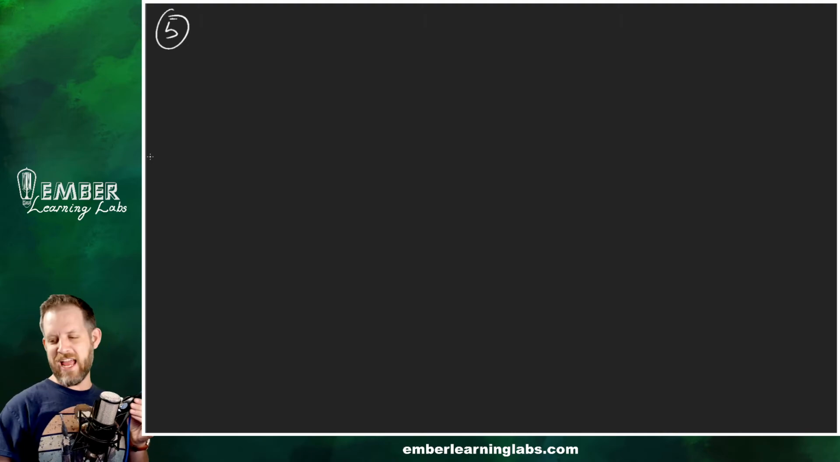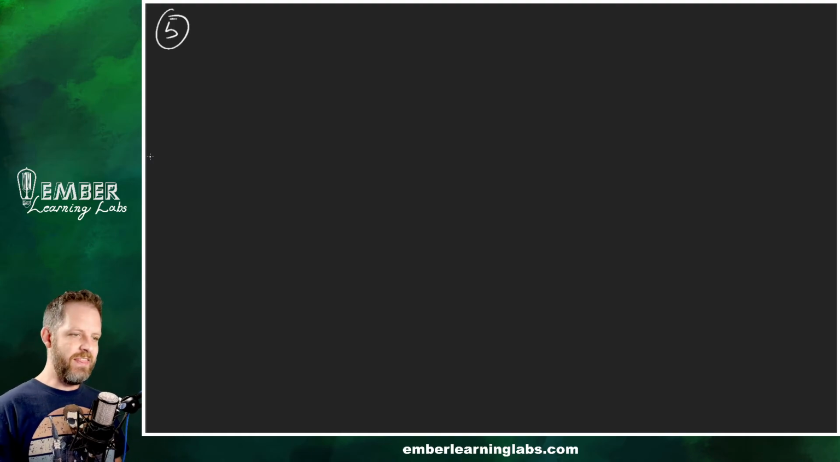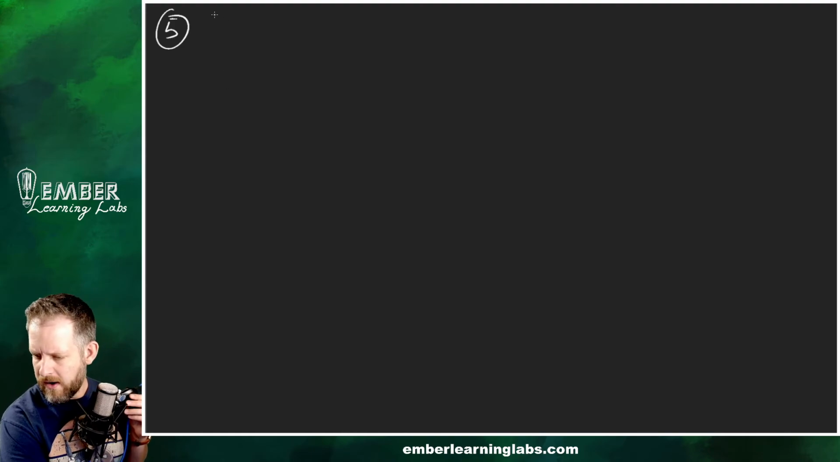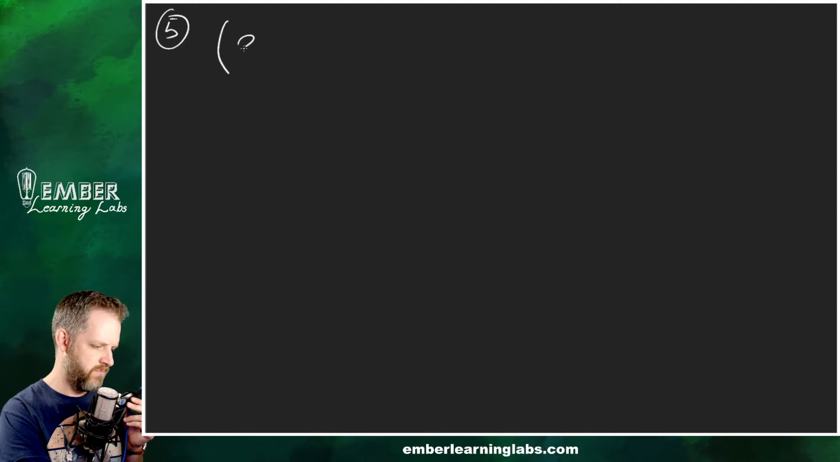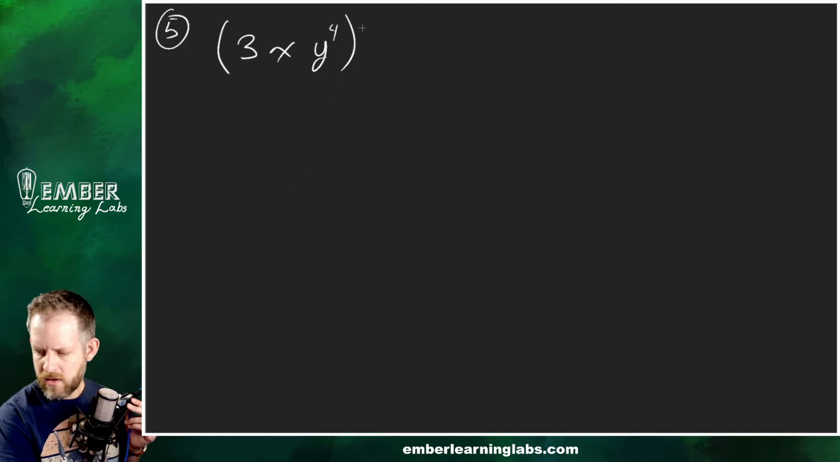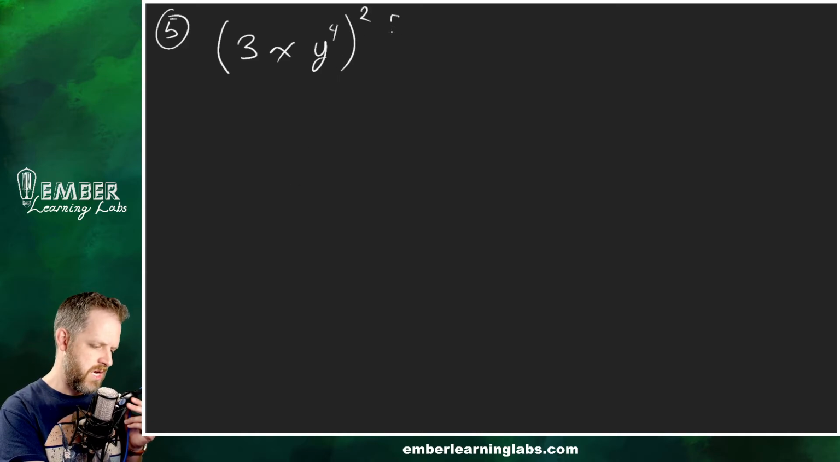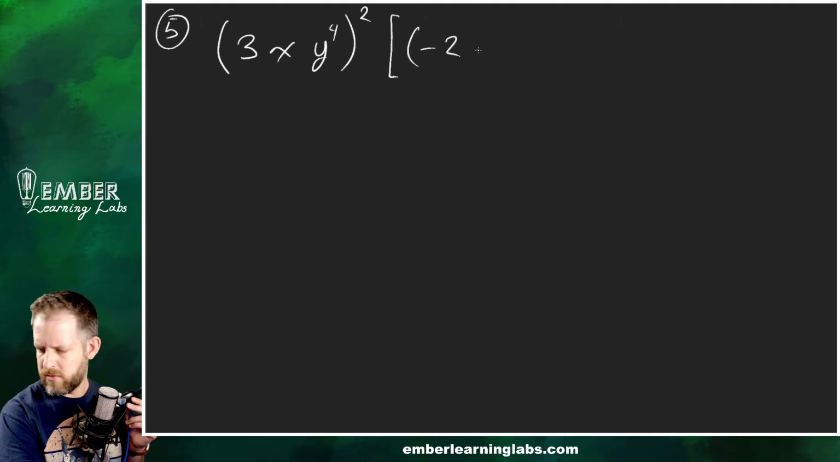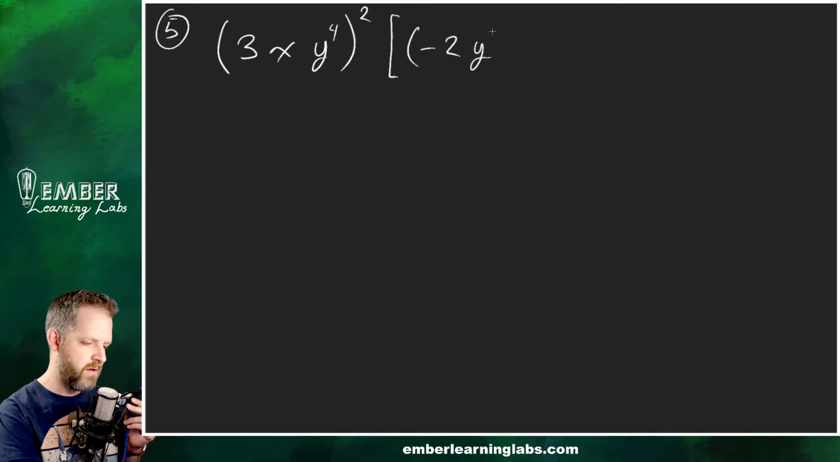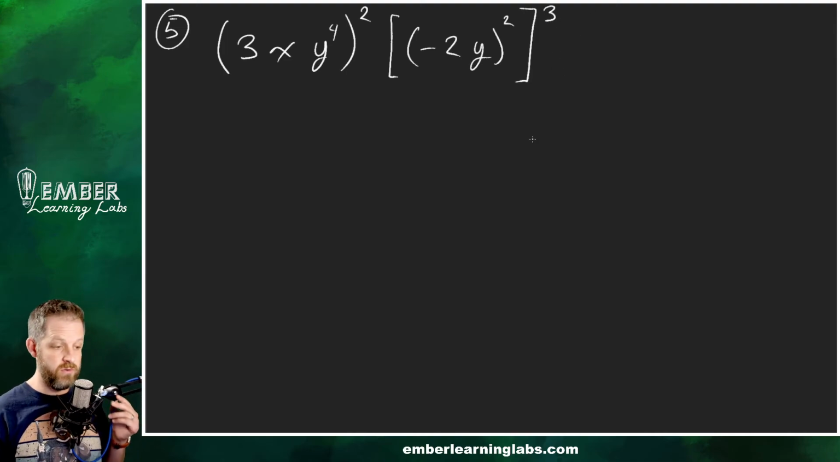We're going to do one final example that melds these skills together, and then we're going to be done. All right. So we've got 3 x y to the 4th, squared, times negative 2 y squared, to the 3rd power, or cubed.